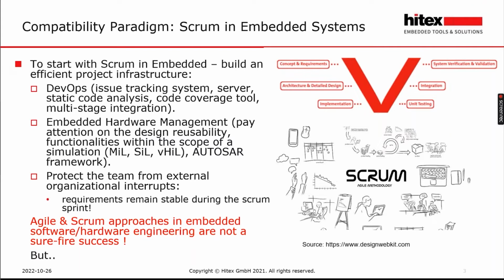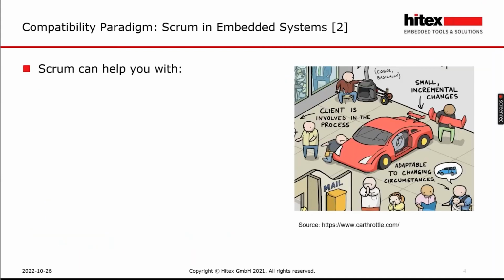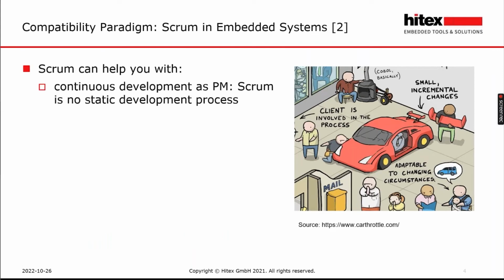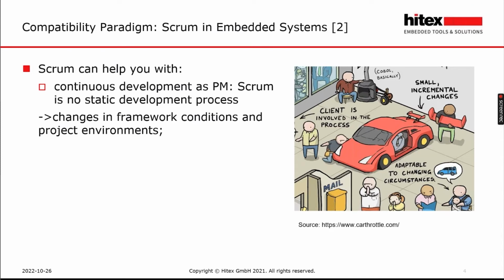In any case, if you want to select Scrum for your project, Scrum can help you with continuous development as a project manager. Scrum is not a static development process. It's not classical project management. So it means that you must make changes in framework conditions and project environment every day to suit these changes in your project, to accept them. So you will be in continuous improvement as a project manager. Probably it's an advantage for you.